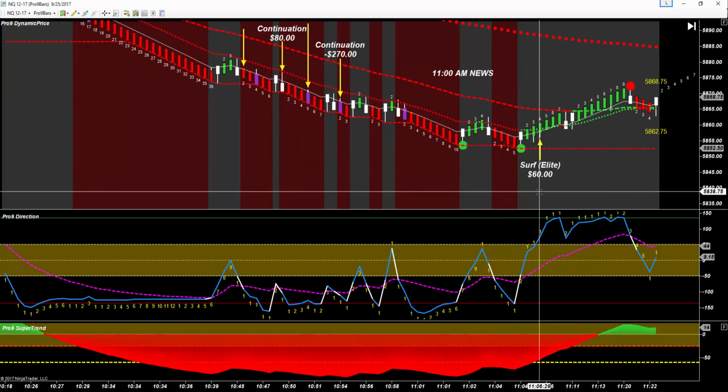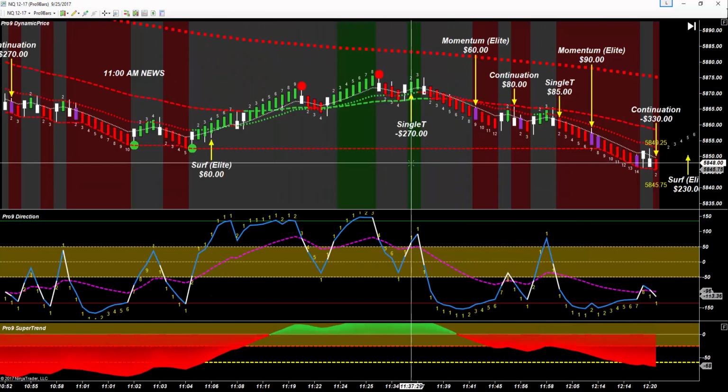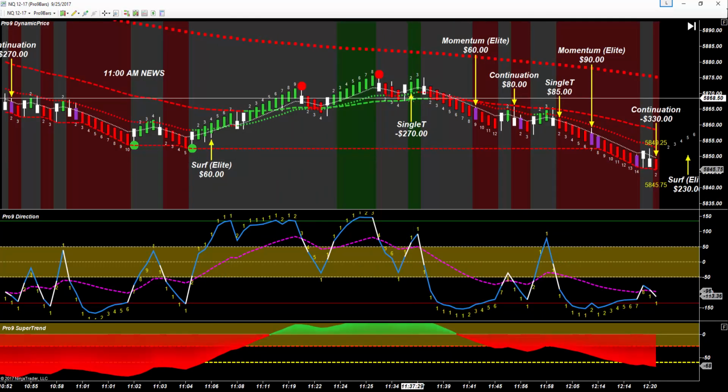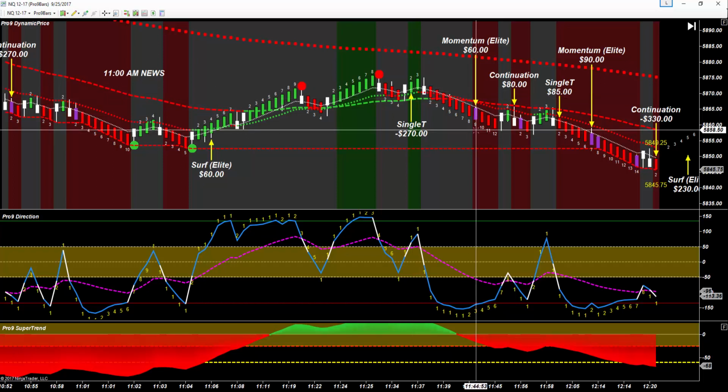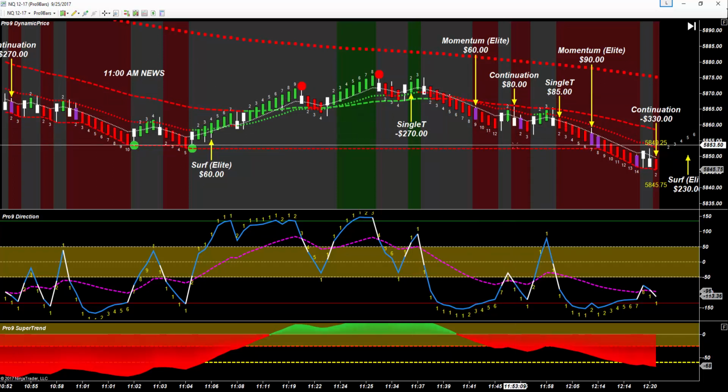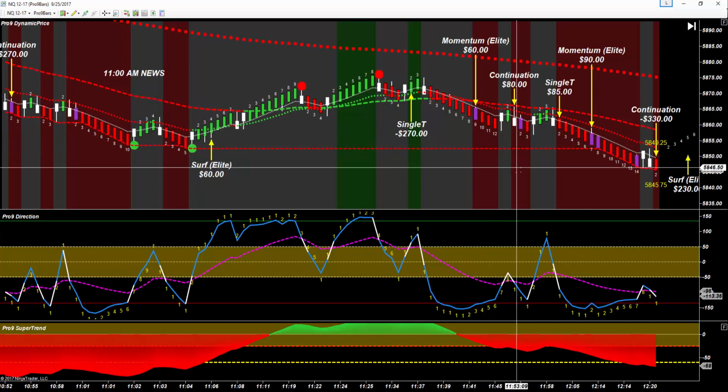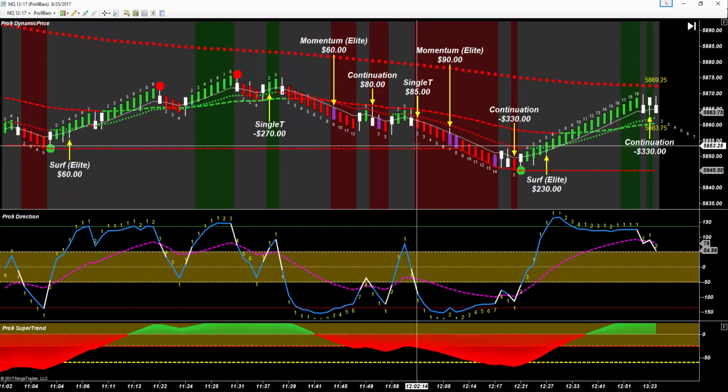After 11 a.m. news, we do have a surf long, just hitting profit target with the runner getting stopped out at break even. Then we have a single T. This one does go against us, but we can adjust our stop from 22 to 18 ticks. Then we have a momentum short. This one just grabbing profit target, followed by a continuation short that just grabs profit target, followed by a single T. This one does hit profit target.